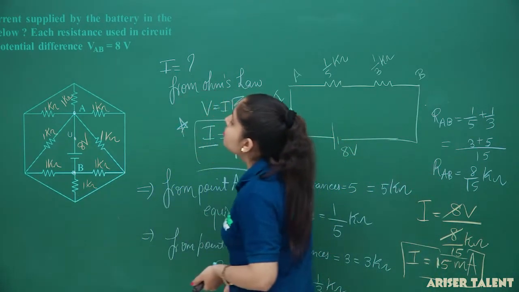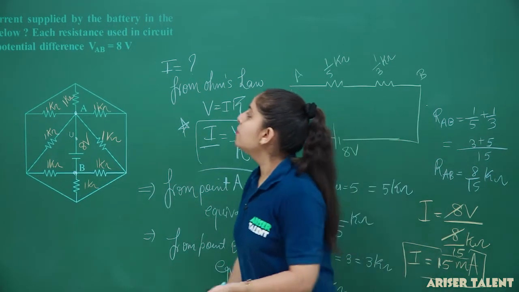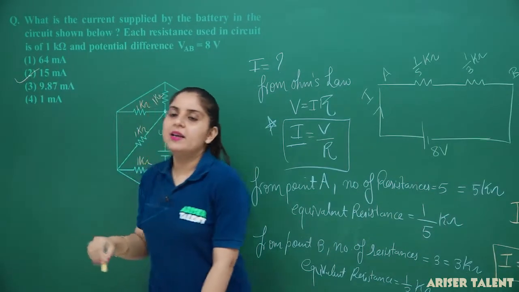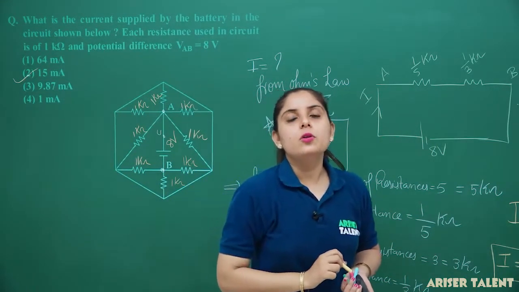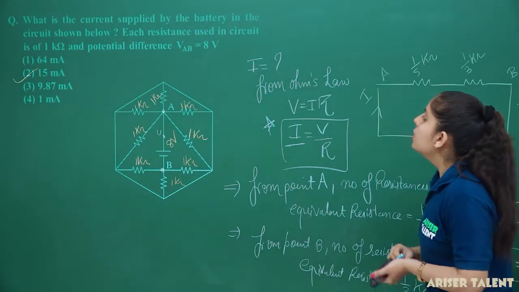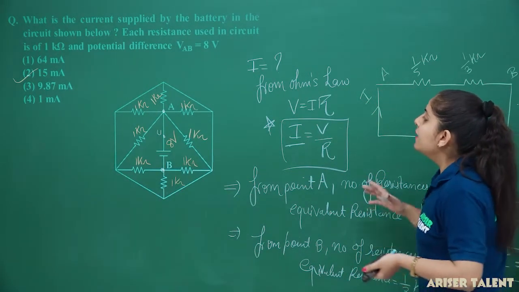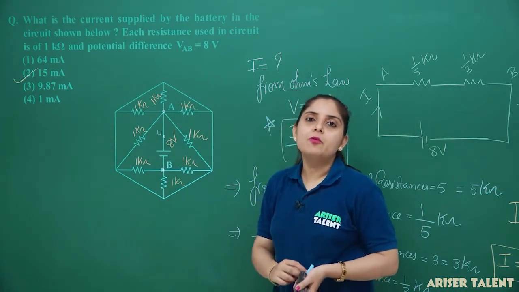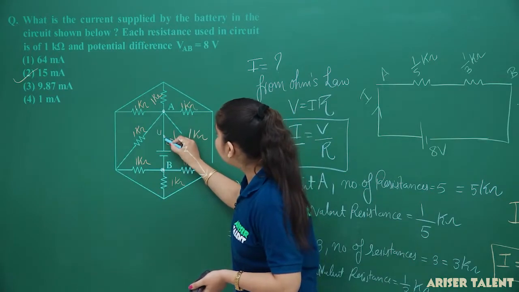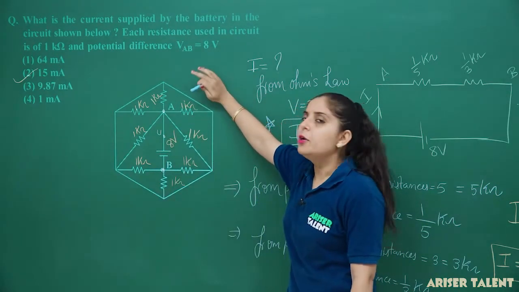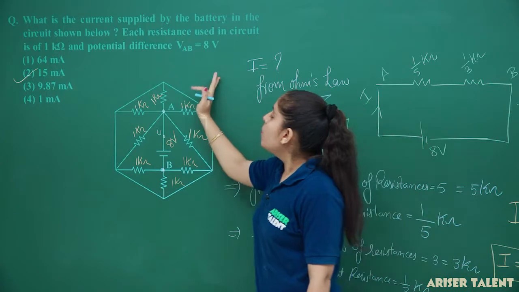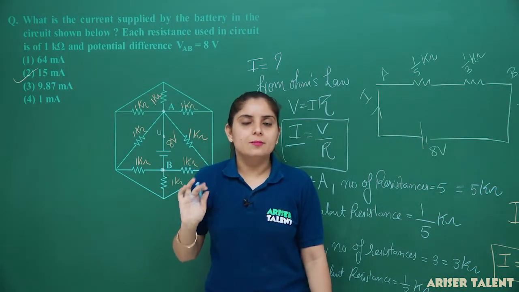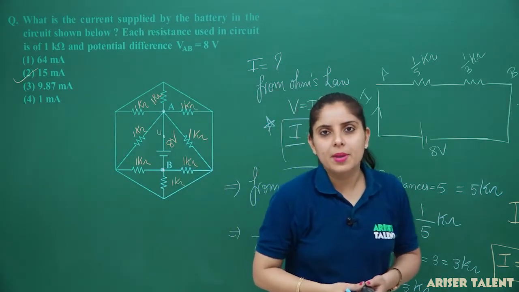So, let us check the options here. 64 milliampere, 15 milliampere, 9.87 and 1. So, we are getting our correct answer, that is 15 milliampere. So, this is a very different question from your NTSE exams, in that in this question, you cannot directly find out the equivalent resistance of the system. So, what you have to do is just take a point C between that, and assume that no current is flowing in this wire, so equivalent resistance can be calculated by counting the peripheral points here. So, just copy this solution from here.